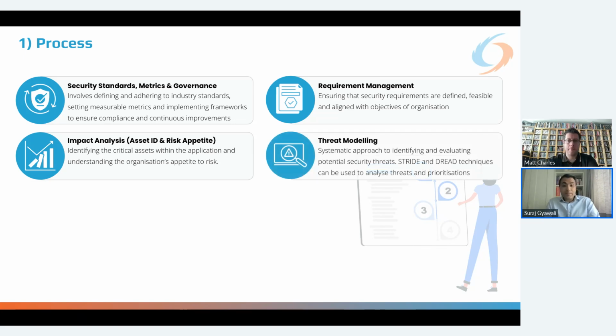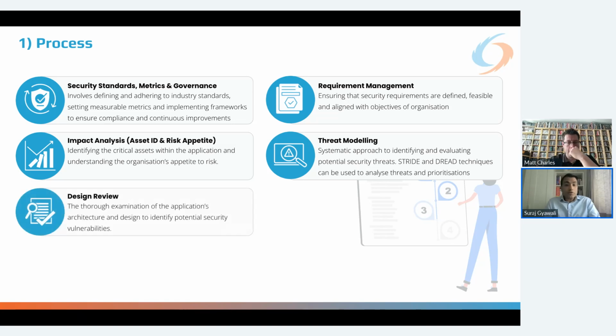Threat modeling is a systematic approach to identifying and evaluating potential security threats. Techniques such as STRIDE, which stands for spoofing, tampering, repudiation, information disclosure, denial of service, elevation of privilege, and evaluating threats like DREAD, which stands for damage, reproducibility, exploitability, affected users, discoverability, are used to analyze threats and prioritize them based on their severity and potential impact. There are other models like the process for attack simulation and threat analysis, in short, PASTA, and LINDDUN, and so on. There are so many different frameworks that can be taken into consideration to do threat modeling.